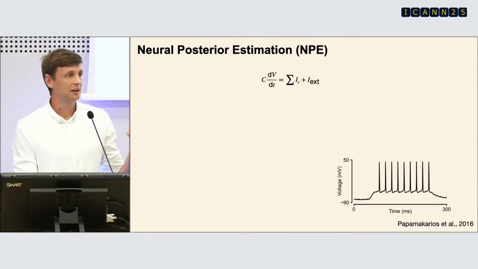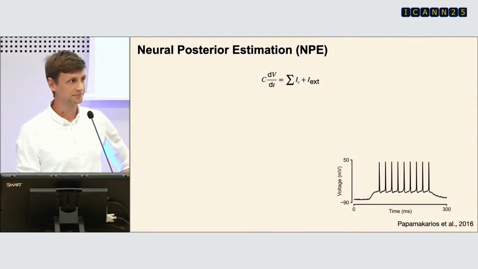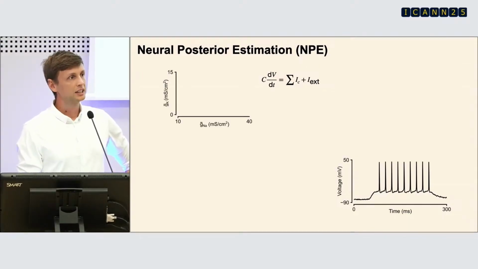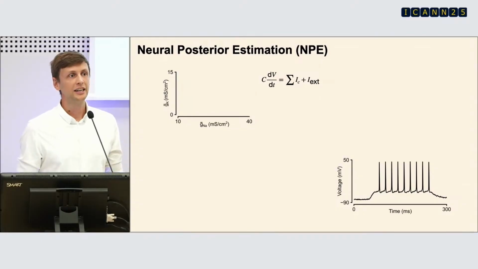Let's assume you have some kind of computational model or simulator, for example, one in neuroscience that models the change in voltage over time. And let's say we also have a measurement of the actual activity of a neuron at the bottom right here. Given this theory or simulator and the measurement, we're aiming to infer two parameters, in this case, sodium and potassium conductance. And with neural posterior estimation, we do this as follows.